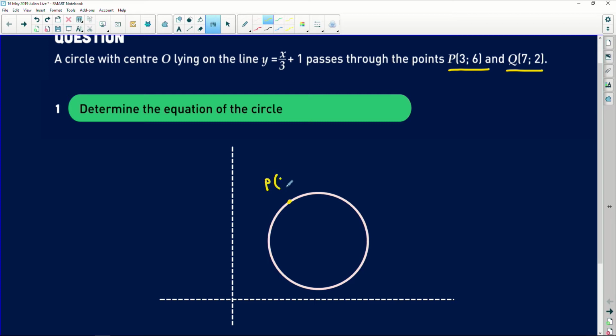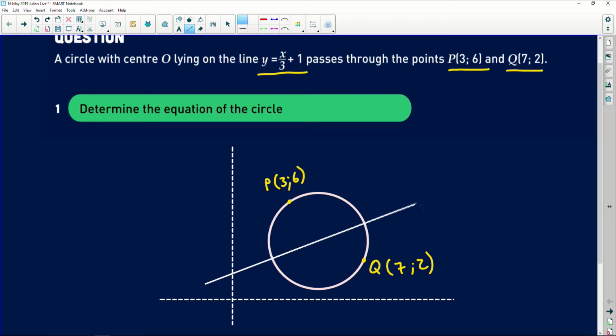That's going to be P, which is (3, 6). And then we're going to have Q, which is going to lay somewhere over there. That's going to be Q, (7, 2). Okay, now we've also got this line that passes through the center of the circle. So let's put that line in for us quickly. It goes through, if you can see over here, it goes through 1 and it's going to have some gradient over there. And that's going to be my little circle that I've drawn for us.